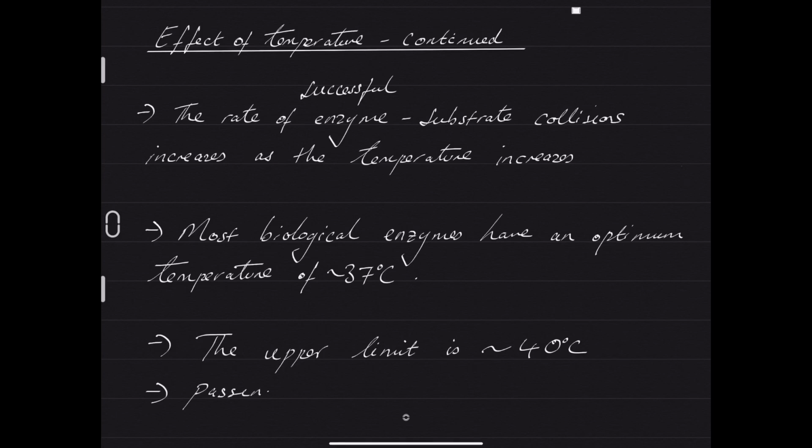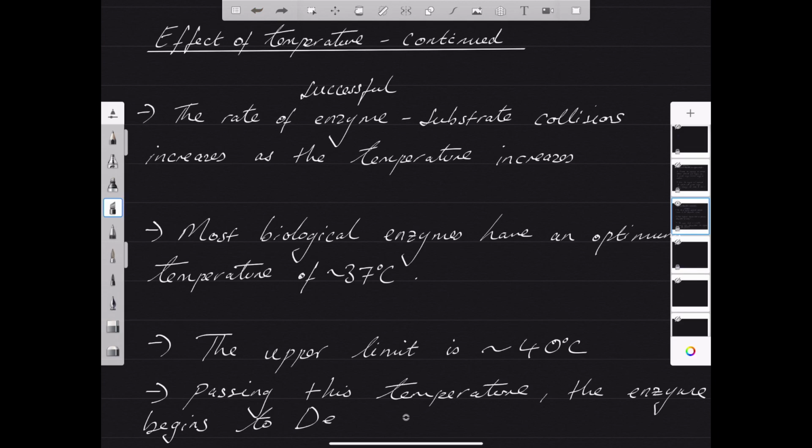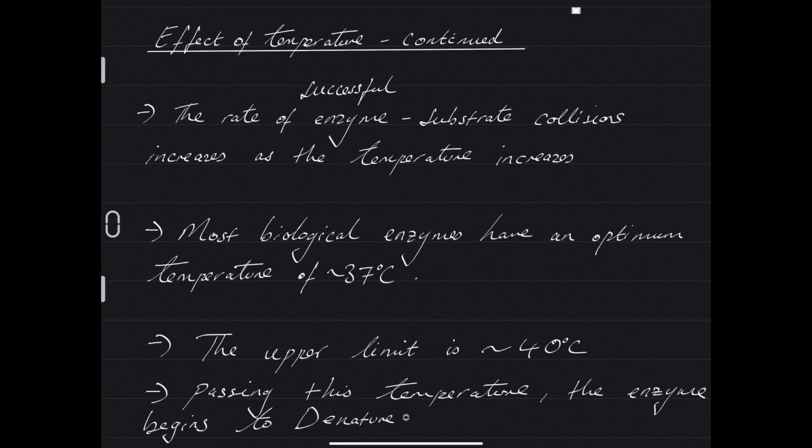Let's put it another way. Passing this temperature, so going higher or above this temperature, the enzyme starts to denature. So what we're saying is that after approximately 40 degrees, the rate at which the enzyme is going to be able to work is going to be reduced, and eventually the enzyme will stop working altogether.